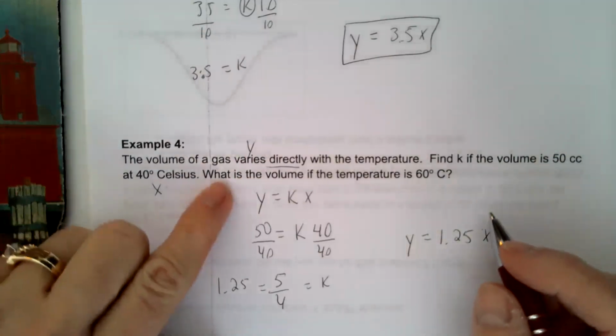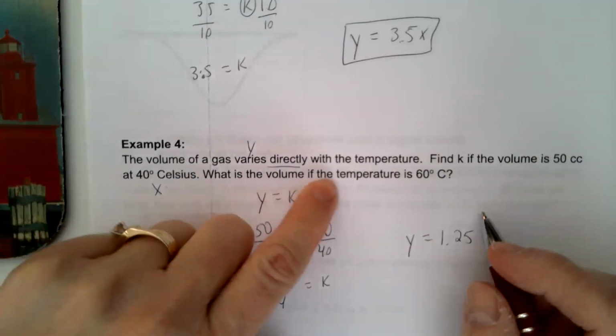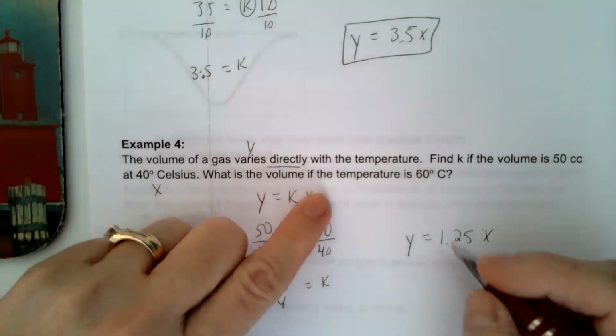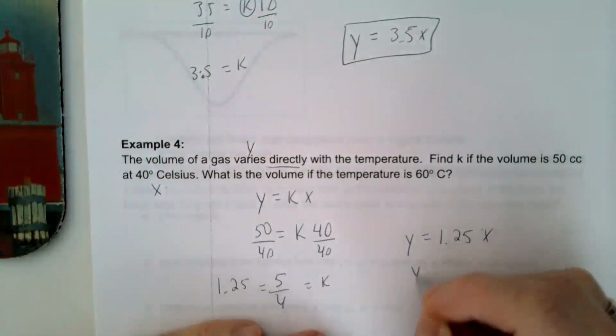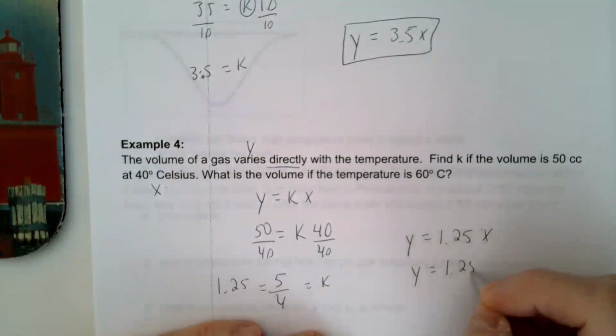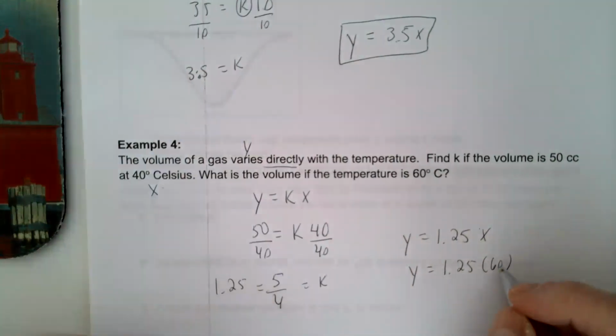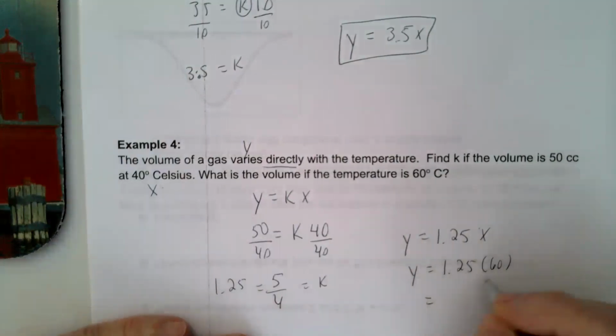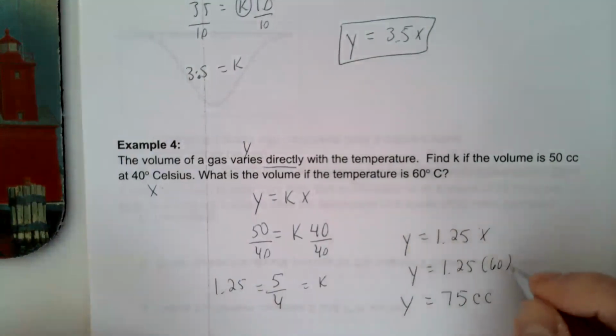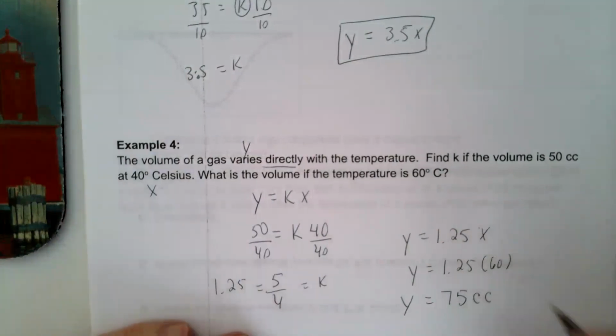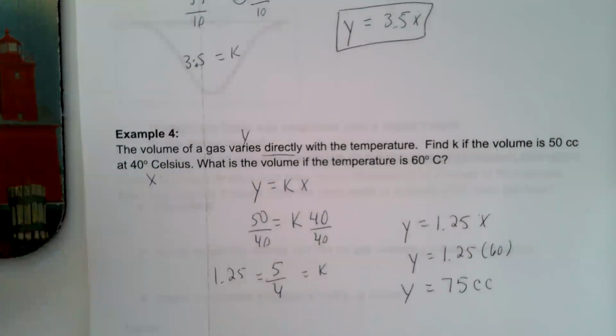So my equation is y equals 1.25 times x. And then they want us to do some predicting. What is the volume if the temperature is 60 degrees? So y equals 1.25 times 60, which is 75 cc's. So 60 and an extra quarter would be an extra 15. So 75 cc's.